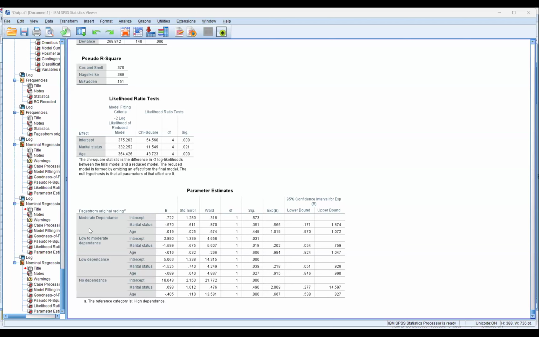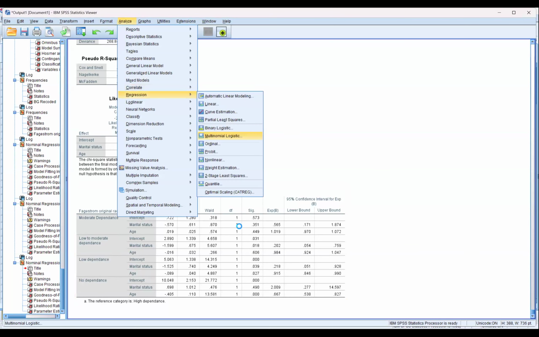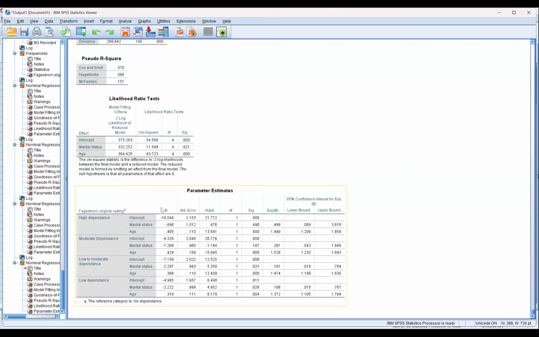Okay, so now we have the categories over here. We have the no dependence, low dependence; the categories are switched. So you have the high dependence, moderate dependence, and low dependence. In high dependence, what is the association between high dependence and marital status? What is the association between high dependence and age? What is the association between moderate dependence and marital status? What is the association between moderate dependence and age?